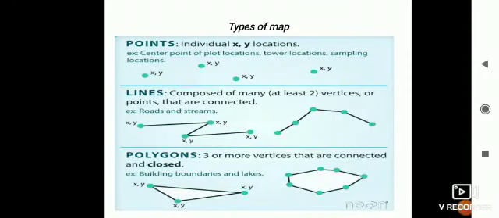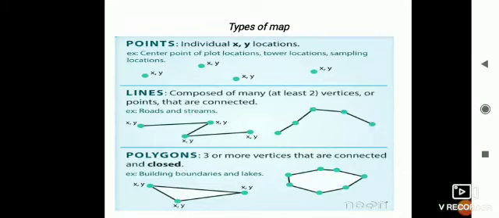And the types of map. The three major types of representations are points, lines, and polygons. Point means it has individual XY locations, and it is used for representing center points of plot locations and tower locations and sampling locations, etc.